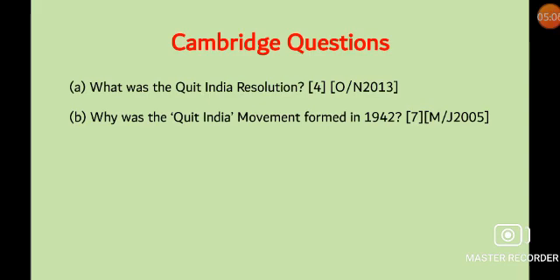These are the questions that have been given in the Cambridge papers in the past.